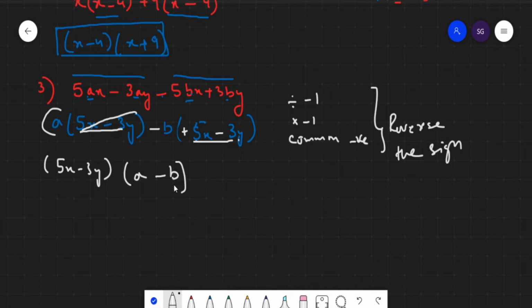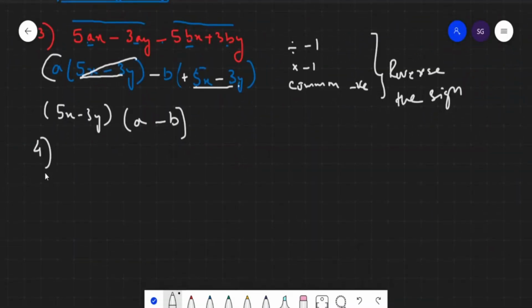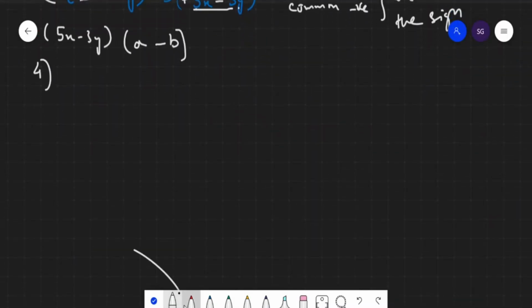So another example. Let's move on to example number 4 here. So what's example number 4? Example 4 is 6x squared minus 4x plus 9x minus 6. You may want to pause the video here and try to do it by yourself first, and then you can see my video. So this is 4 terms.